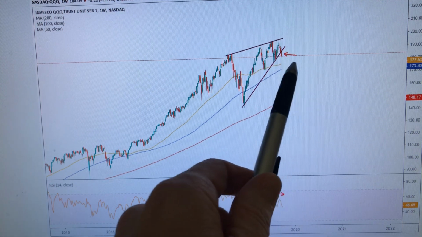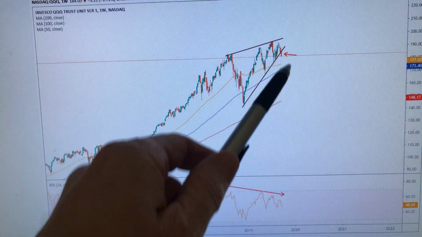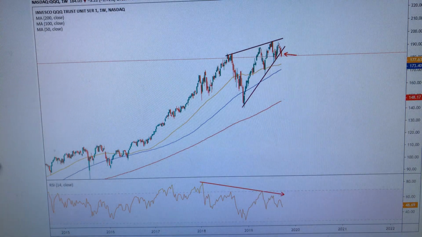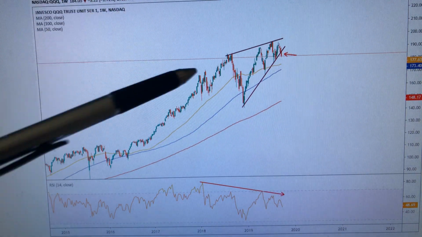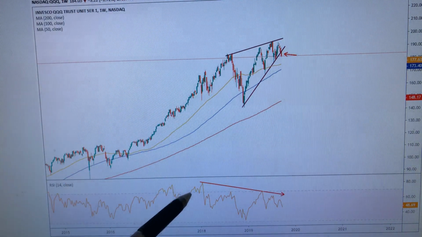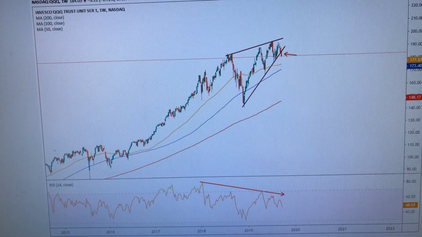Now, it is important to note that when we break below, we usually don't just completely fall apart. There's usually backing and filling. So just before you think this is an outright call to sell everything, we've already had quite a bit of a move. Just note that, but we are starting to break that down, and from an RSI perspective, relative strength index, we are still making lower highs.